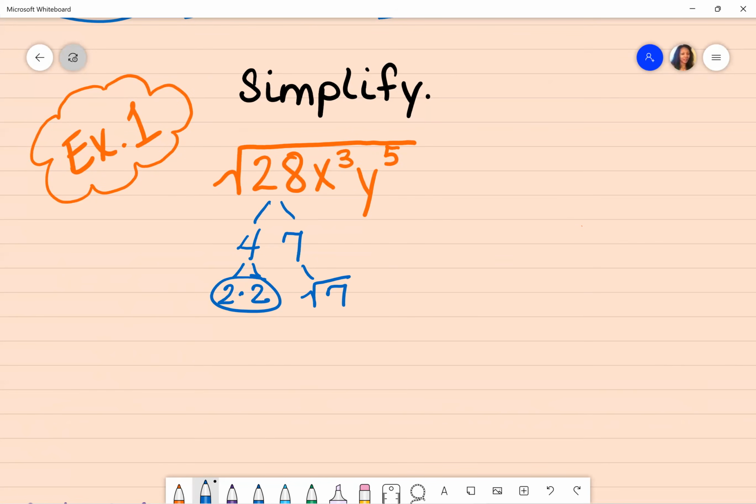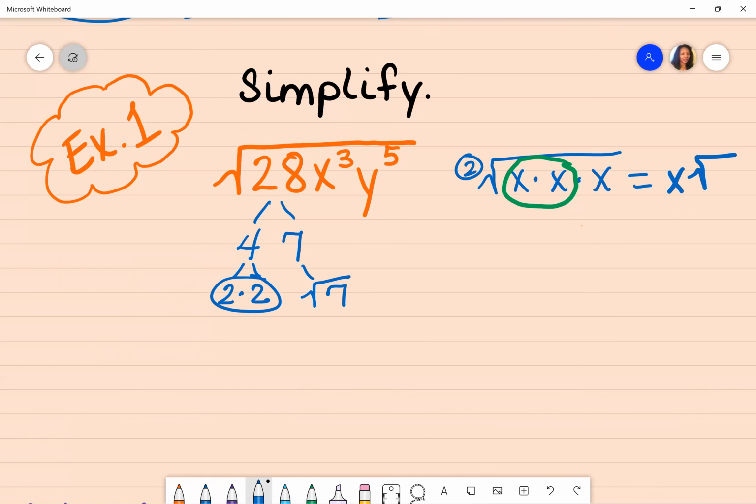I also notice to the side that I have x cubed. So I'm going to write it over here, just to demonstrate what it looks like. X cubed is really x times x times another x. And again, this time my index is a 2, understood to be a 2. That means I need a pair in order for that to come out. What happens is I'm still left with 1 x. That x has to stay under the radical.